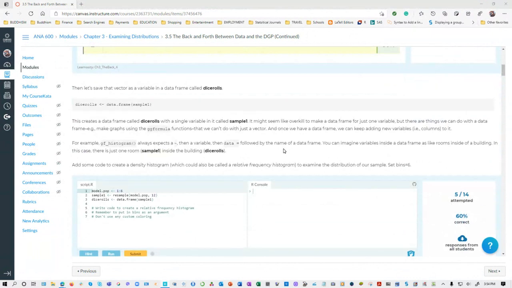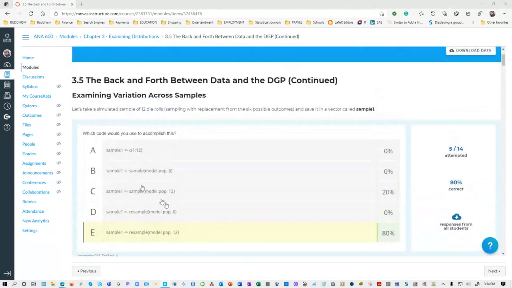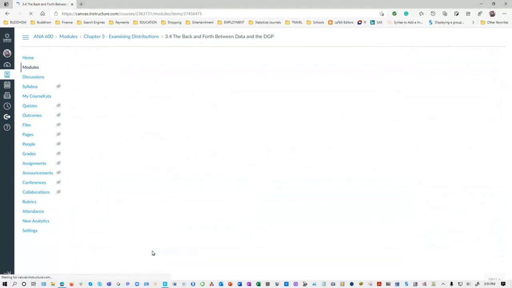Then let's save this into a vector. You get the data frame, you save that into a vector called dice rolls, okay? Now you are going to do this one: data frame, resample the population, sample one, put it into a data frame called dice rolls. This is how we're going to do it. Now it's called the sample. In the beginning, we called it dice rolls for what? Can you remember in the previous page for the dice roll?